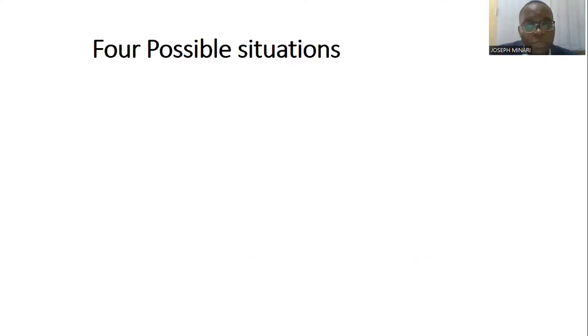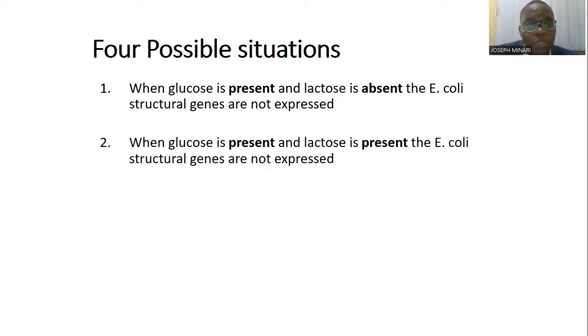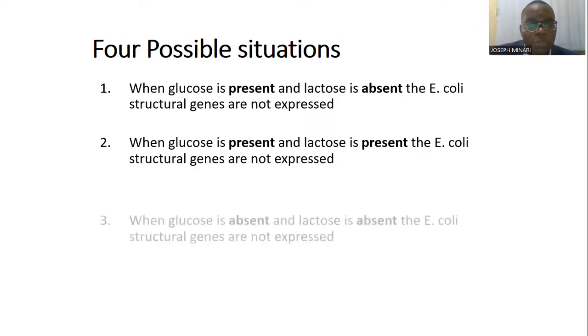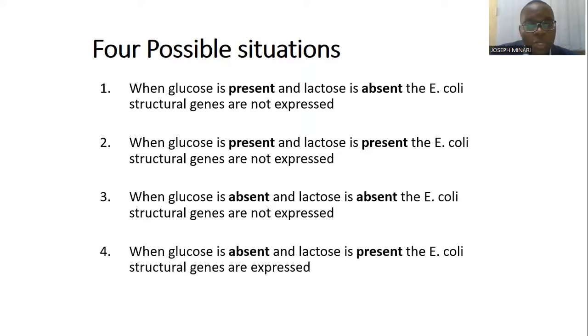There are four possible situations that can occur in the presence or absence of glucose and lactose in the Lac Operon. Number one, when glucose is present and lactose is absent, the E. coli structural genes are not expressed. Number two, when glucose is present and lactose is present, the E. coli structural genes are not expressed. Number three, when glucose is absent and lactose is absent, the E. coli structural genes are not expressed. Number four, when glucose is absent and lactose is present, the E. coli structural genes are expressed.